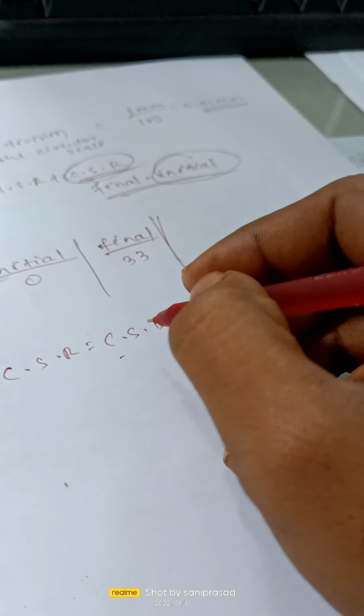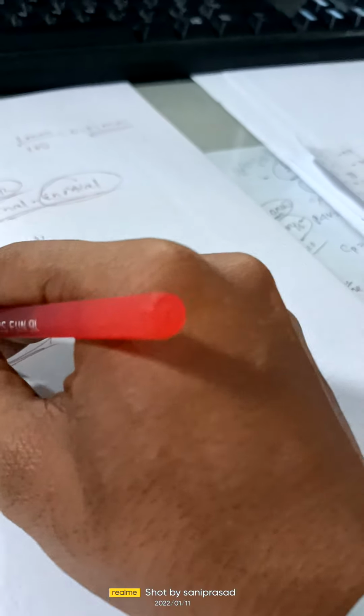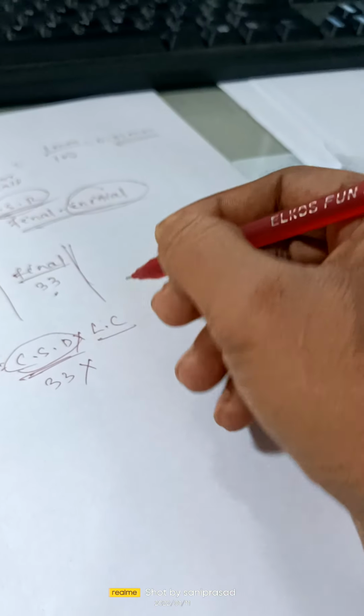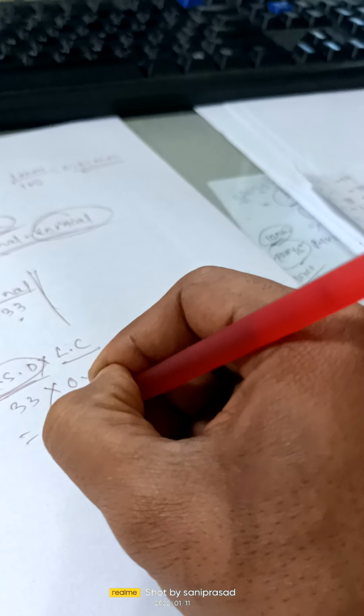So what will the CSR value be? CSR will be CSD into least count. How much is CSD? Final minus initial. So what will be 33 minus 0? This will be 33 into least count. How much is the least count? 0.01. So the CSR value you will find is 0.33.